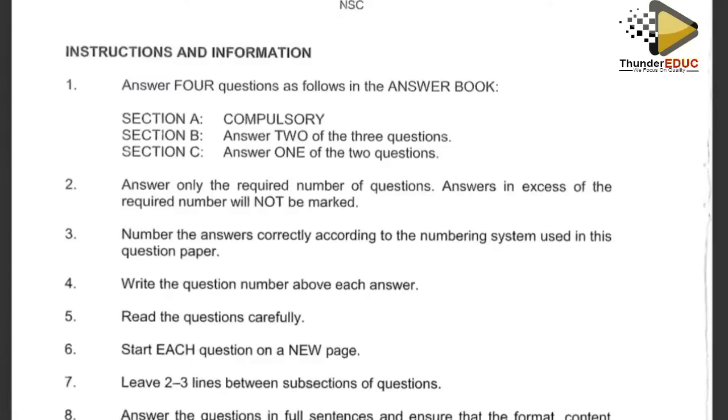Okay, right. Now number 4: write the question number above the answer or under each and every answer. Number 5: read the questions carefully. Number 6: start each question on a new page. I know most of you grade 12s have a challenge when it comes to starting a new question on a fresh page. Know that if you fail to follow the instructions, it means that you have failed to answer the questions appropriately. Number 7: leave 2 to 3 lines between subsections of the question paper.